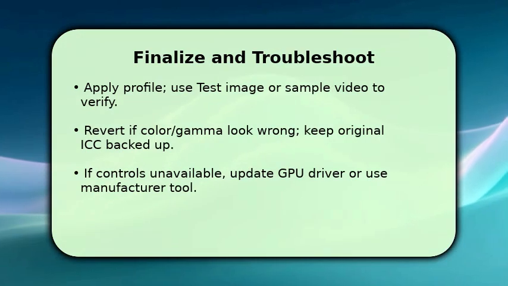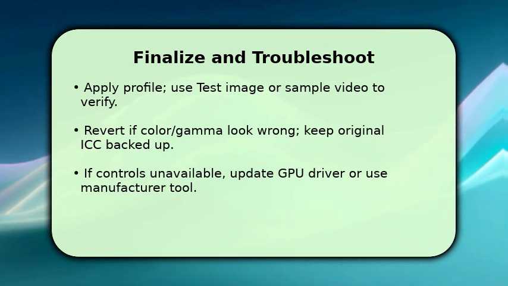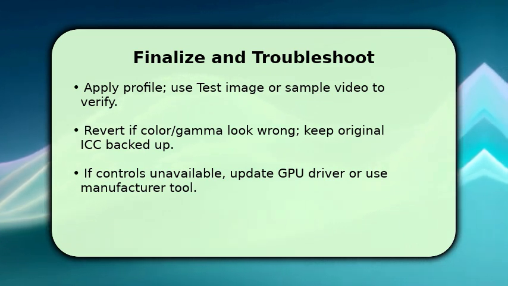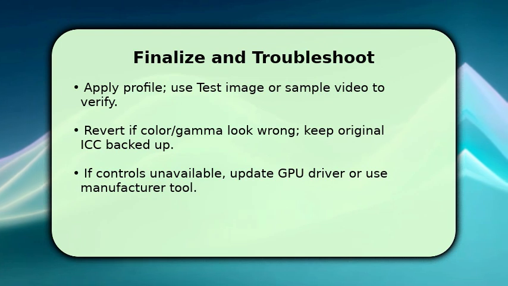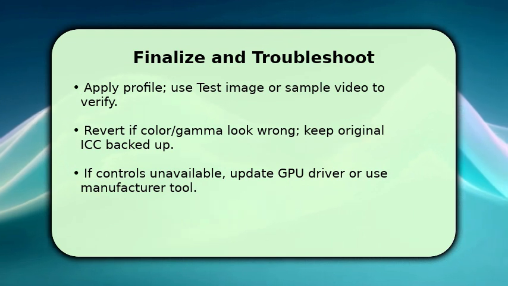You finish by applying the chosen ICC profile or graphics panel contrast setting and testing with a standardized image or a variety of content to confirm natural tones. Once done, make sure to save or back up the original profile so you can revert quickly if highlights or shadow detail suffer.